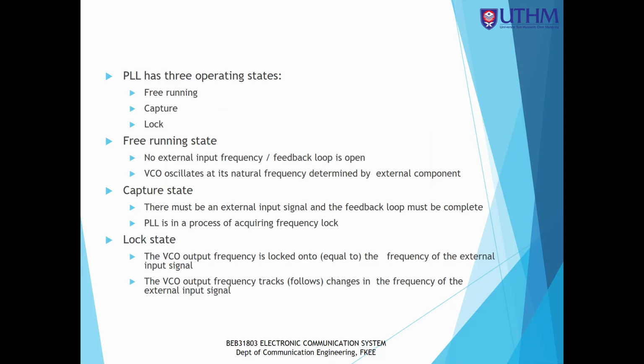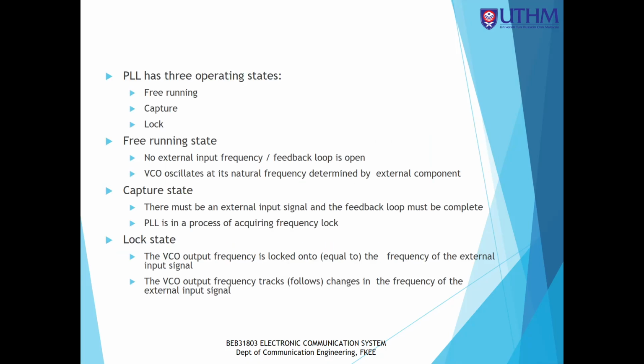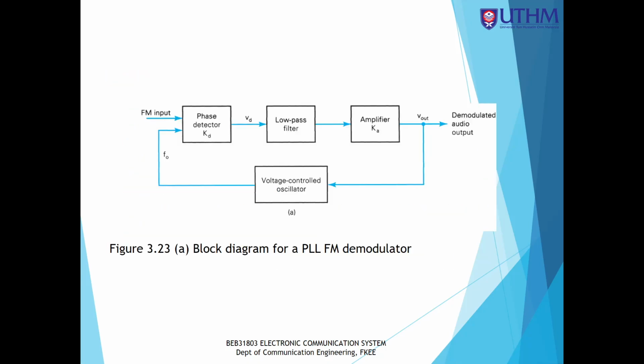So PLL has 3 operating states: free running, capture, and then lock state. Free running state means that there's no input frequency. The feedback loop is open, so there's no input frequency at the input. Sorry, maybe I should explain about the block diagram first, so that later we're going to go through these phases.